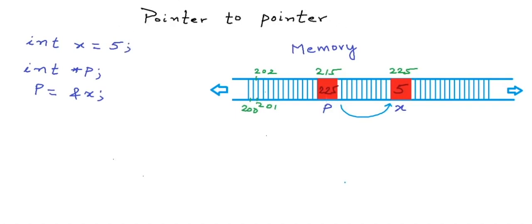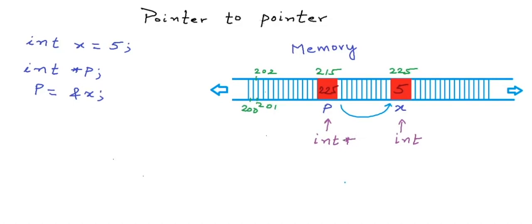Now one important thing here: we are able to store the address of x in p because p is of type pointer to integer. If p was of type pointer to character or pointer to some other type, this statement p equal ampersand x would not have been valid. So if I have to write down the types of these two variables, then x is an integer and p is pointer to integer, or I can also say that p is int star or int asterisk.